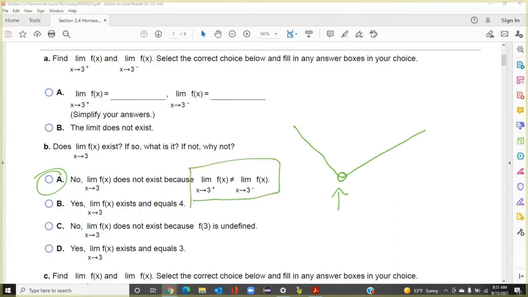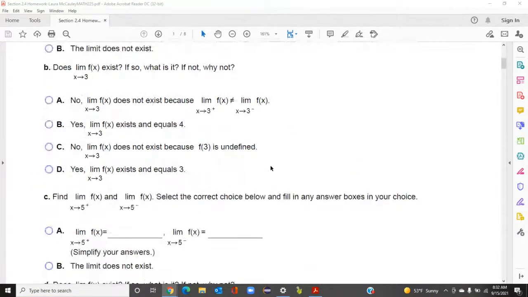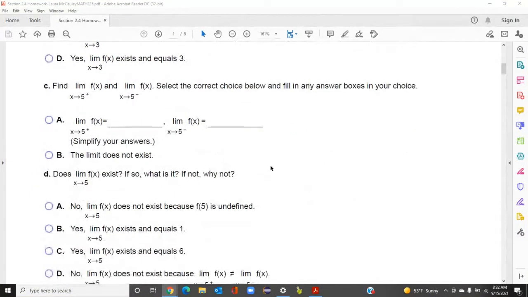Remember, we had a theorem that said that a limit exists if and only if its left limit exists, its right limit exists, and those are equal to each other. So we would go with A, doesn't exist, because the left and right are not equal.